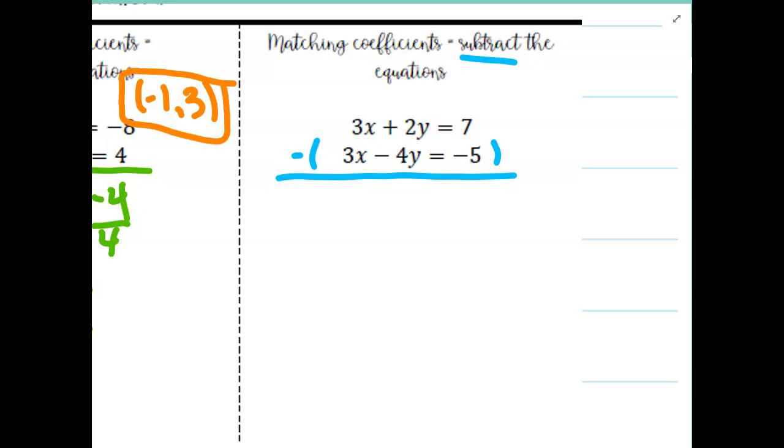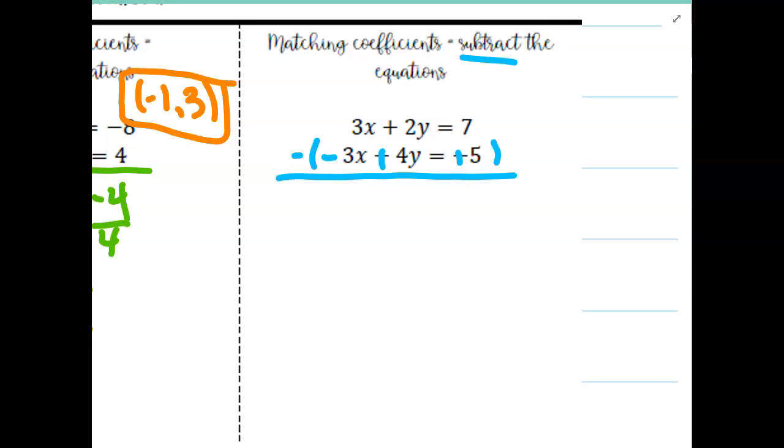Really what you're going to end up doing is, when you subtract the entire equation, subtract every single term here, you're going to go through and just change all of the signs. So the 3x turns to a negative 3x, the minus 4y turns to a plus 4y, and the negative 5 turns to a positive 5. So really all you do is, if you notice you have matching coefficients, go through, change all the signs.